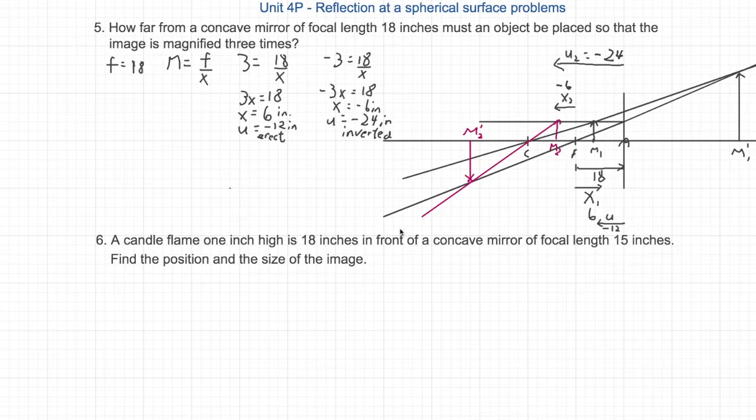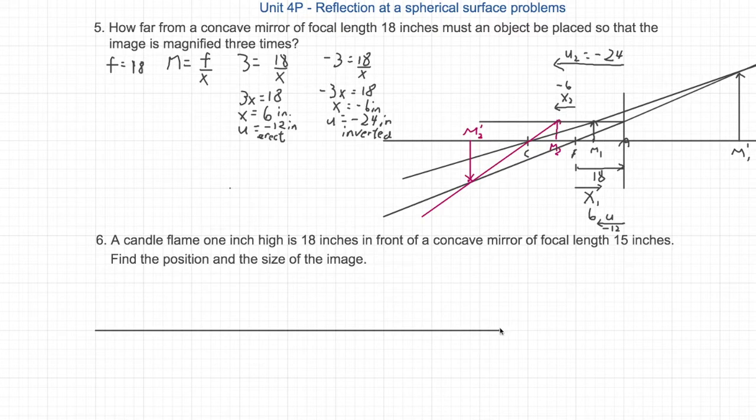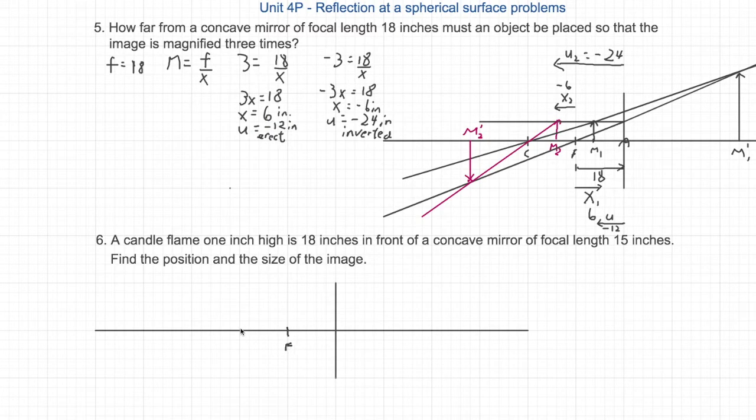Question 6, a candle flame 1 inch high is 18 inches in front of a concave mirror of focal length 15 inches. Find the position and size of the image. So here's our optical axis. Here's our mirror. It is a concave mirror. F and C are on the left. The candle flame is a little bit past the focal point. We'll put it there.